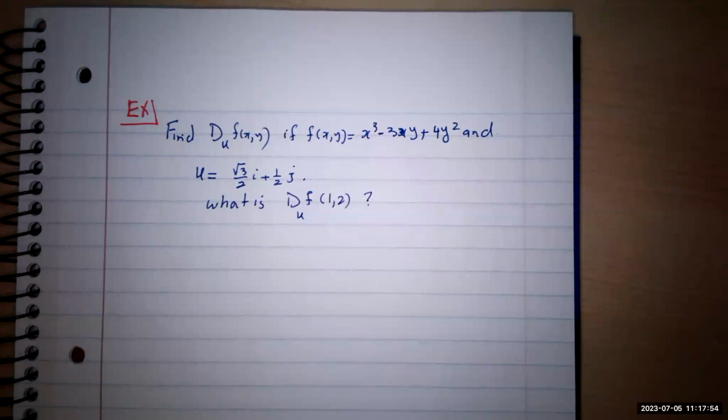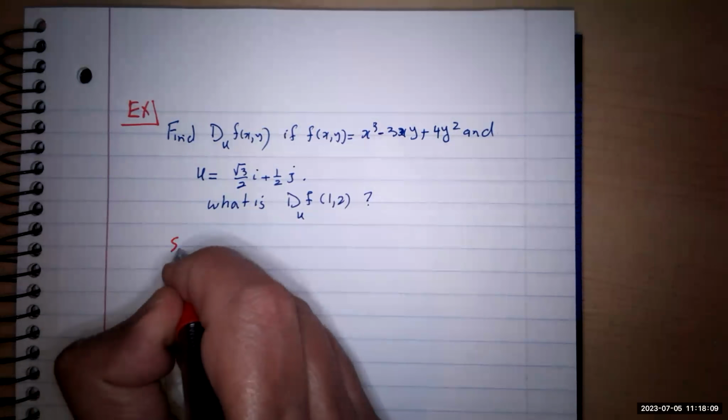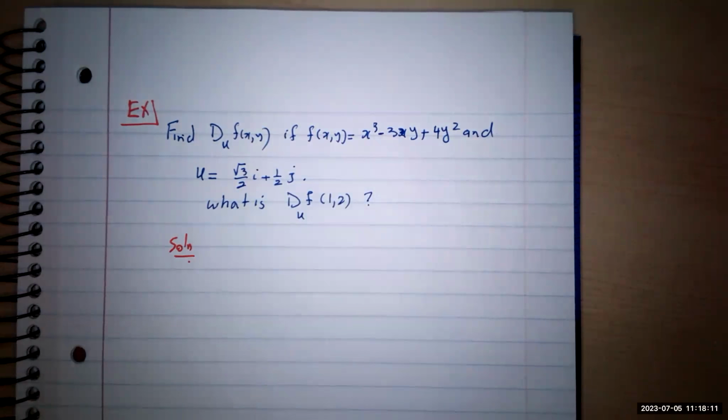First thing to do, you check to make sure that this u is a unit vector. Because if it's not a unit vector, you have to change it to a unit vector yourself. Okay, are you ready? Solution. So this is going to be the case. You check.